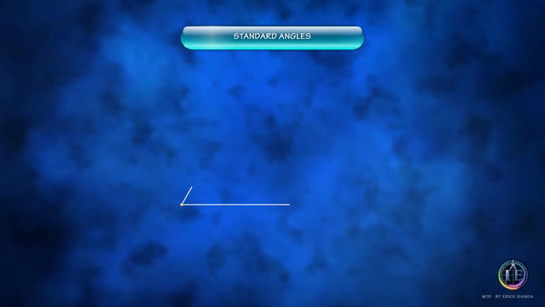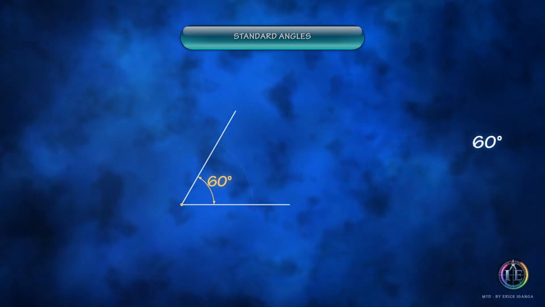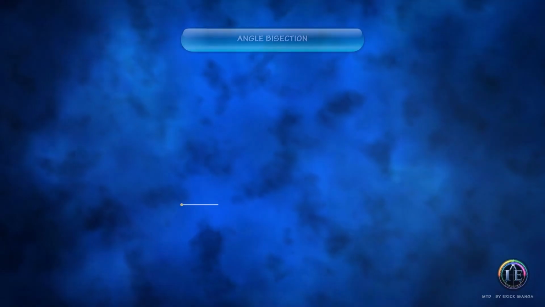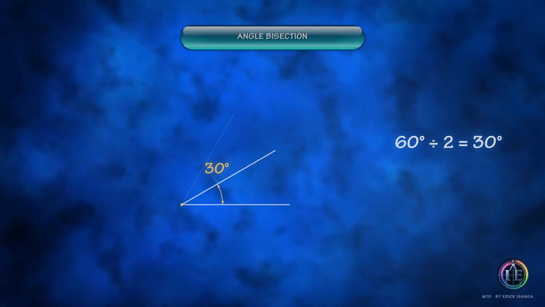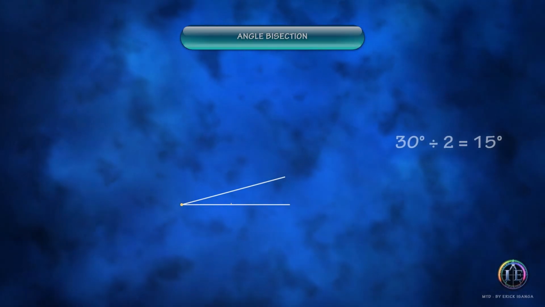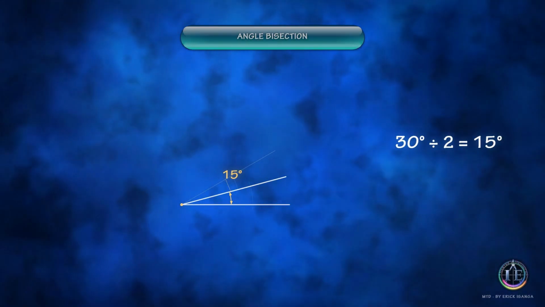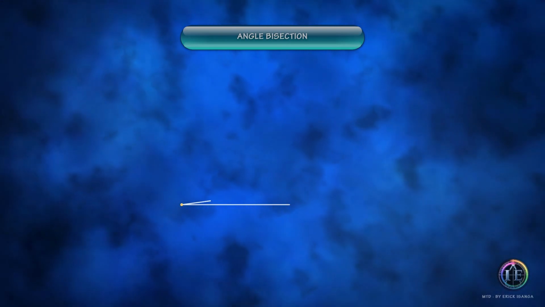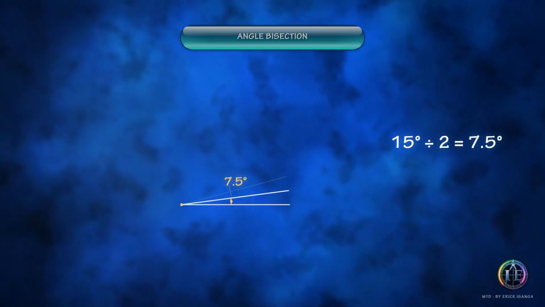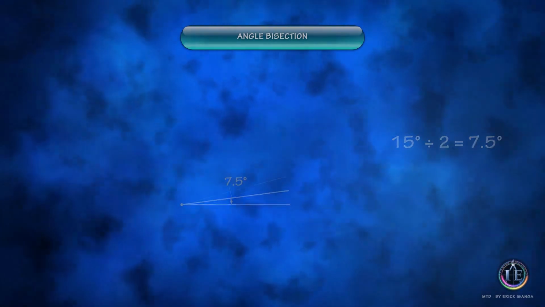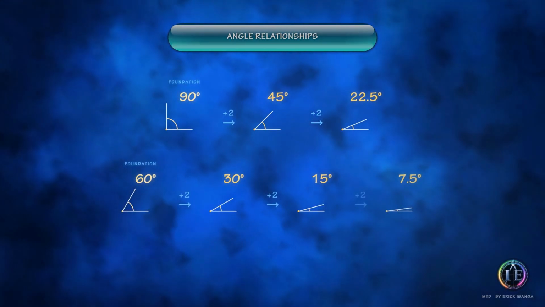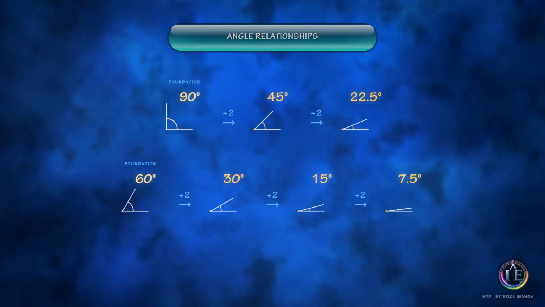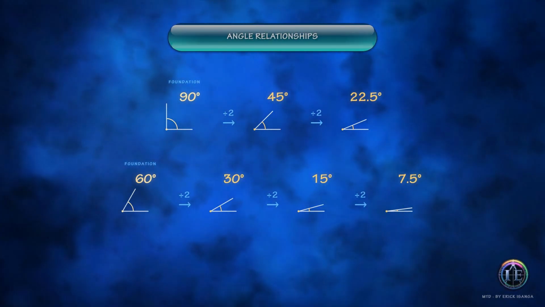The 60-degree angle provides another important standard construction. Bisecting 60 degrees gives us 30 degrees. Bisecting 30 degrees gives us 15 degrees. And bisecting 15 degrees once more gives us 7.5 degrees. These standard angles are related through geometric bisection. Once a major angle is established, the smaller ones develop from it accurately.